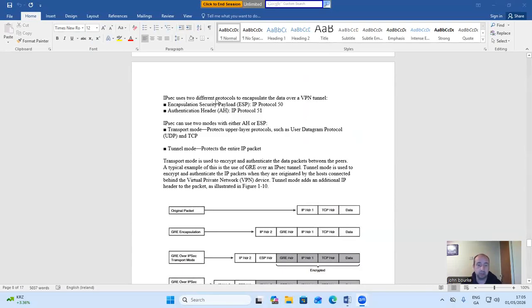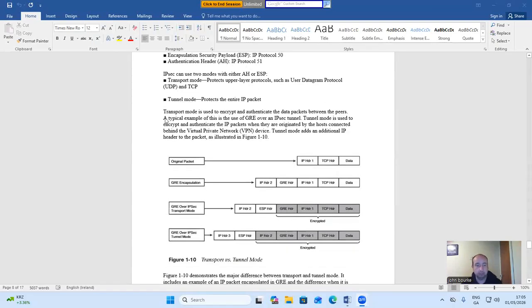IPsec uses two different protocols to encapsulate data over the VPN tunnel: encapsulation security payload, ESP, IP protocol 50, and authentication header, AH, IP protocol 51. IPsec can use two modes with either AH or ESP. Transport mode protects upper layer protocols such as user datagram protocol, UDP, and TCP. Tunnel mode protects the entire IP packet.